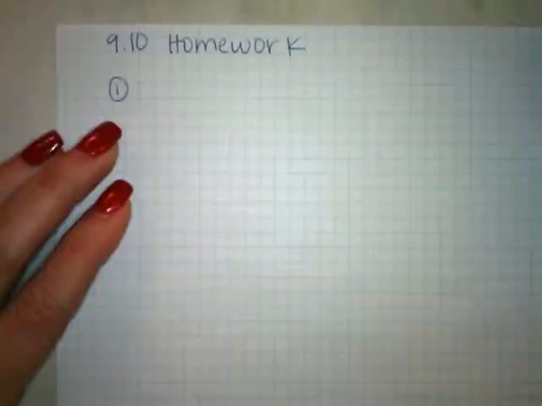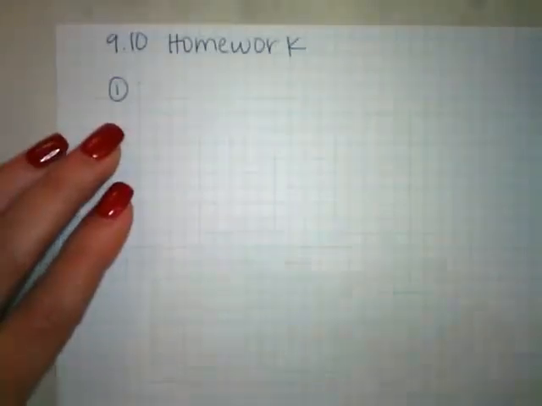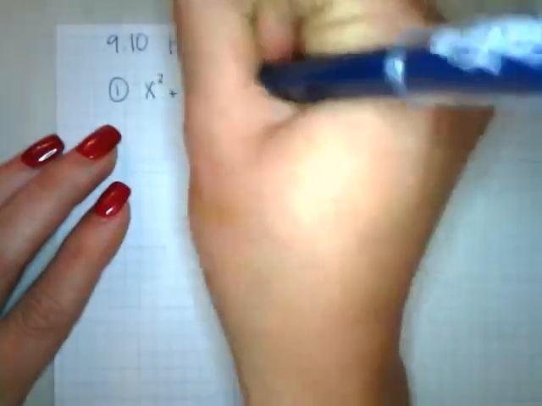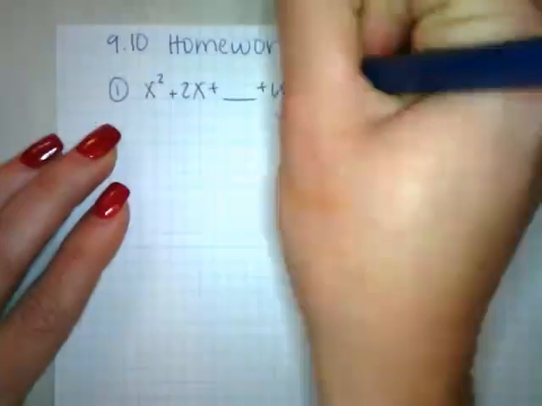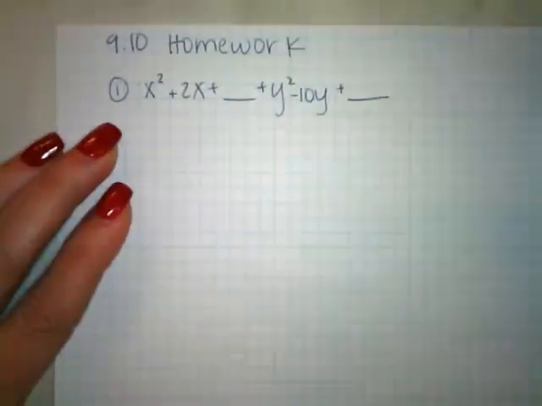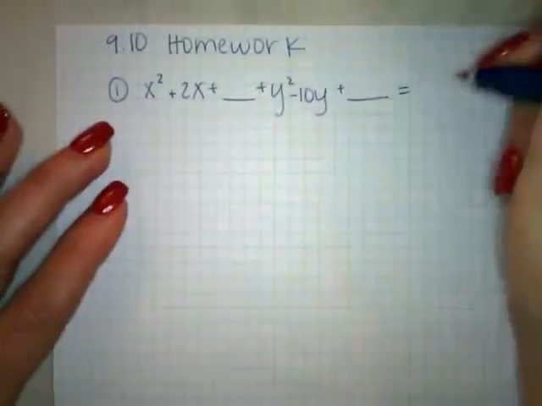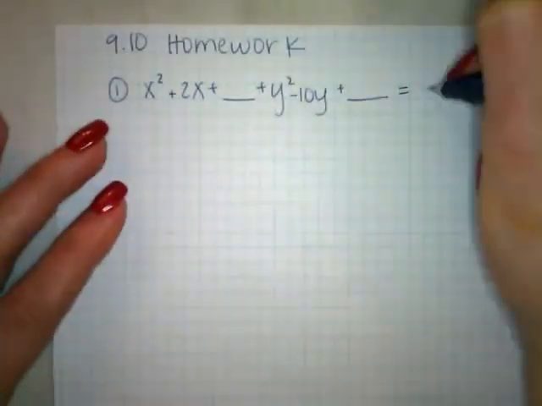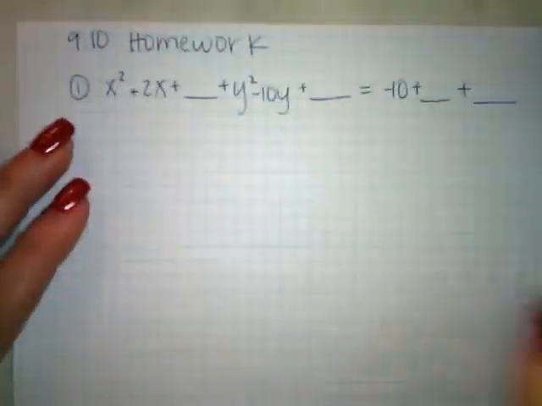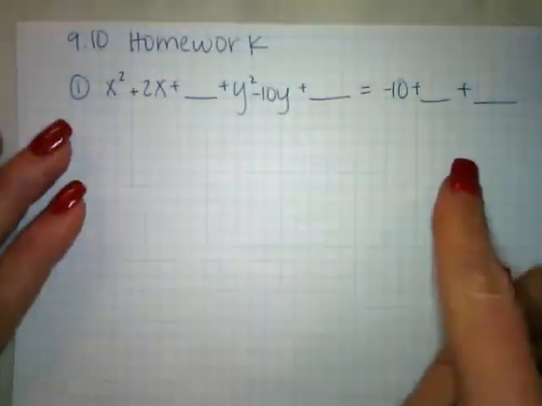Okay, starting with question 1, it says write the equation in standard form. To do that, we're going to start with grouping our x's. Leave a blank. Group our y's. Leave a blank. And subtract the constant to the other side. And I'll leave 2 more blanks so I don't forget to add these to both sides of the equation.